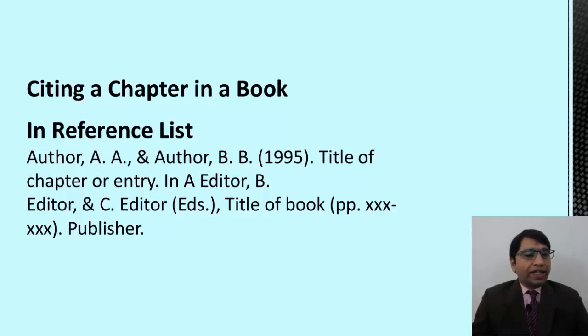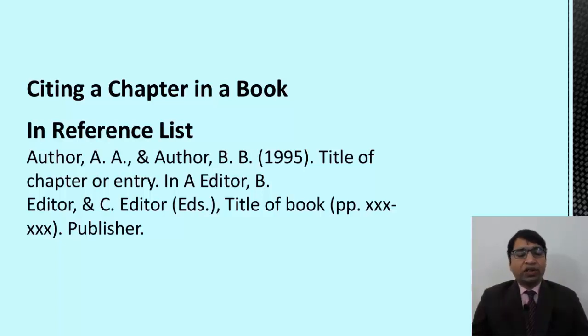Okay, the next one, citing a chapter in a book. Again, in the reference list, it would be author's last name, initials of the first name, exactly the same. Now, after the year, the title of the chapter or entry, then a full stop, then you write "In" and after that, the editor name. Whatever, editor 1, editor 2, editor 3. If there is one editor, we are going to write only one editor.